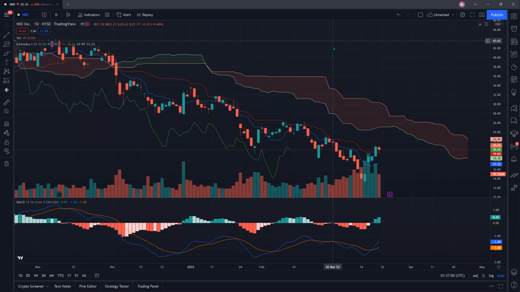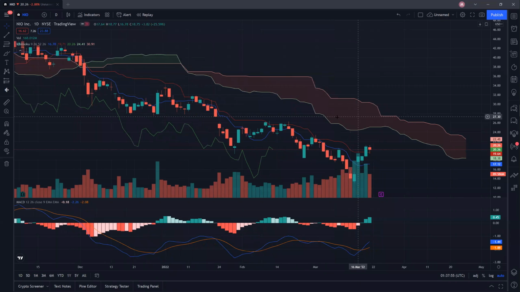Always remember the stock market is never obvious. It is designed to fool most of the people most of the time. Without further ado, let's take a NIO.